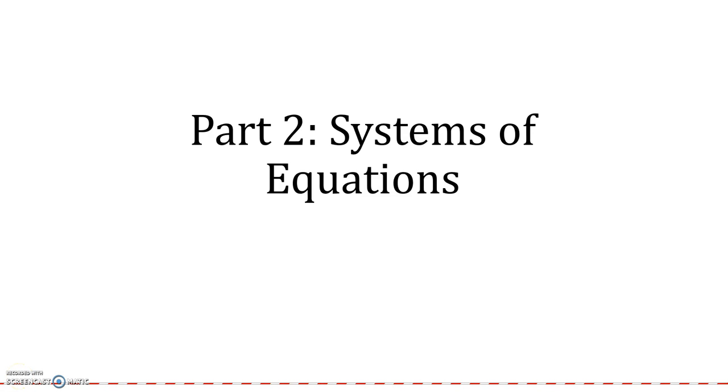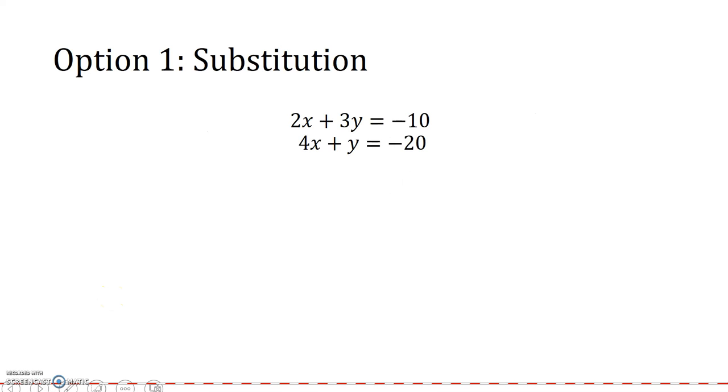Hello students, today we will be working on part 2 of our Honors Geometry Summer Packet, Systems of Equations. A system of equations is just a situation in which we have two equations and two unknown variables. In our cases, we have x's and we have y's. To figure out the x's and the y's, we have to employ one of two main methods.